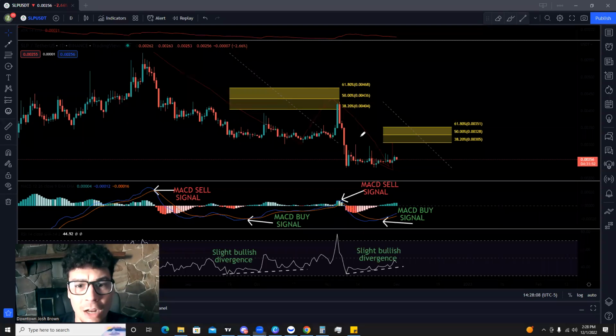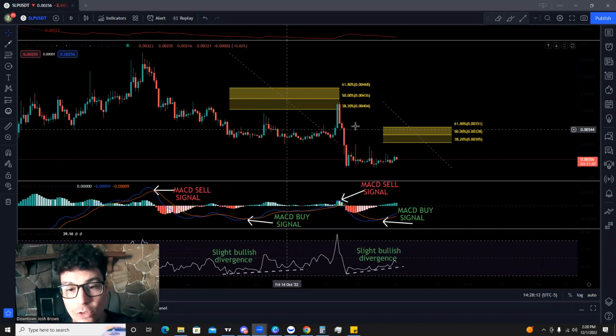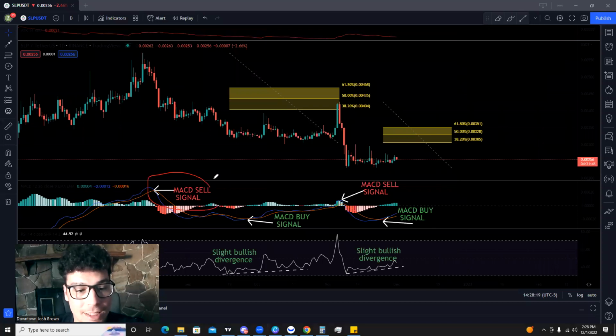Now it works to the upside as well, but this token, like many tokens, has been in a downtrend just due to the crypto winter. Another thing we look at is the MACD. A MACD sell signal is going to be when the blue line crosses below this orange line here, and it's an indicator that you may see some bearish activity.